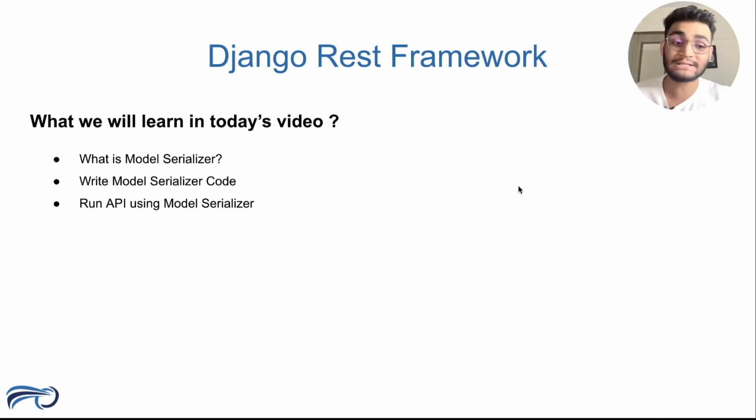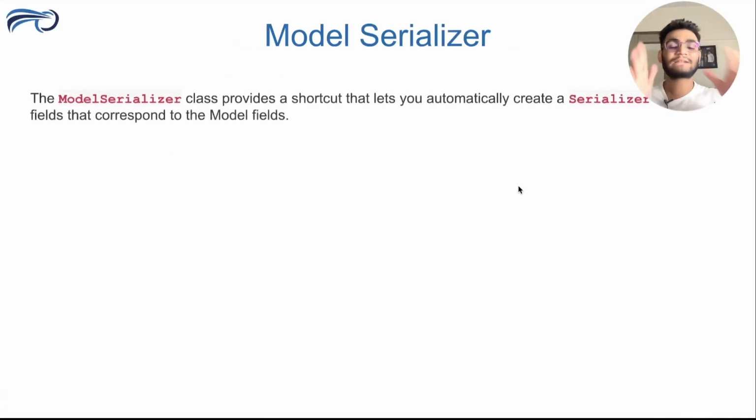So let's understand what is model serializer. Model serializer class provides a shortcut that lets us automatically create a serializer class with the fields that correspond to the model fields. If you are not understanding this line very clearly, don't worry, because in this video we are going to create our own model serializer class and compare it with the serializer class, and we'll let you know what the advantages of using model serializer class over serializer class are.